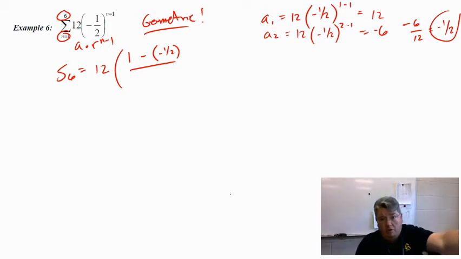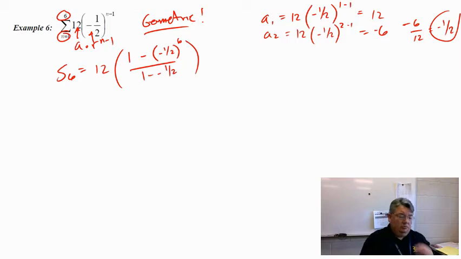Or I can look at the formula right there and notice, hey, that's the first term. That's the ratio. 1 minus 1/2 to the power of 6 all over 1 minus a negative 1/2. Cool. And I'm actually going to type that in exactly like I wrote it there. Okay? 1 minus a negative 1/2. And I've already had this formula typed in for the last problem. So I'm just changing that ratio to negative 1/2.